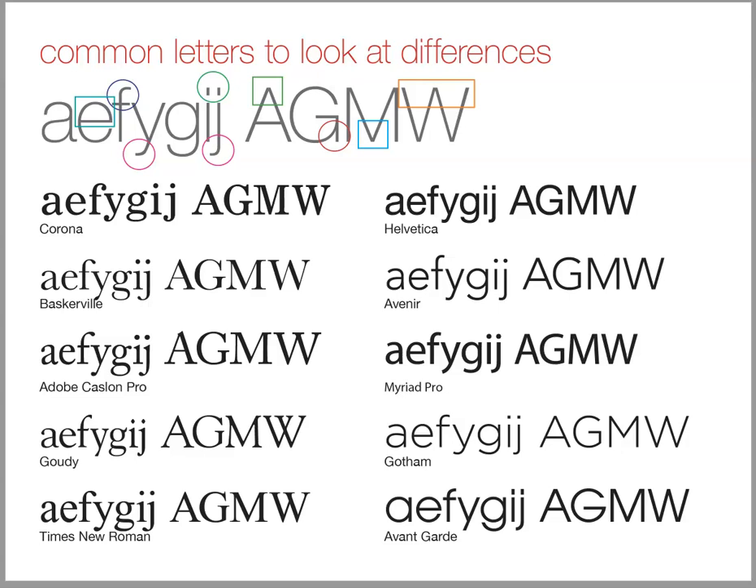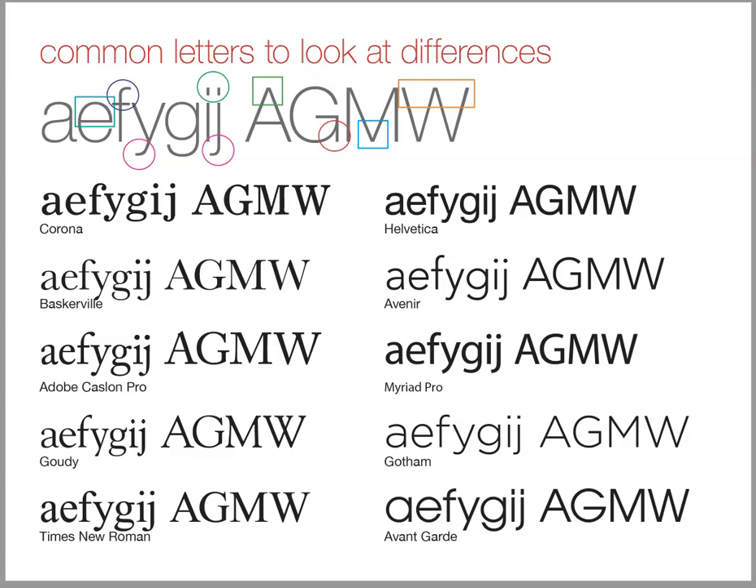On a G, is it a one-story G or a two-story G? You've got the loops, and the ears are very unique on G's. On the I and the J, you've got the tittles to look at. Tittles are often round, square, diamond, rectangle. Sometimes they look like accent marks, but they're very unique to the font itself. Also, the distance from the letter to the tittle varies dramatically from font to font.